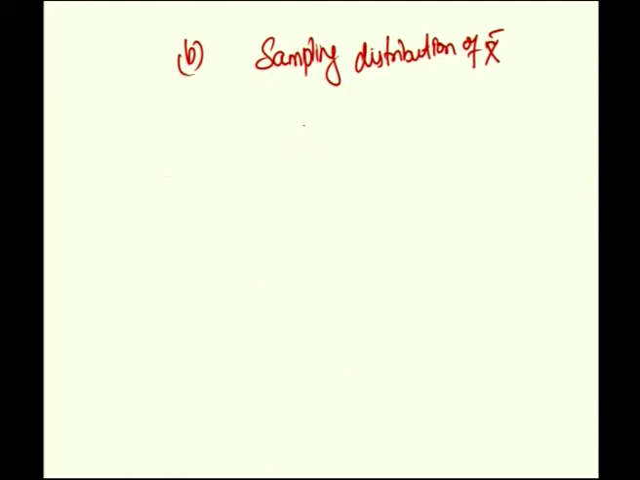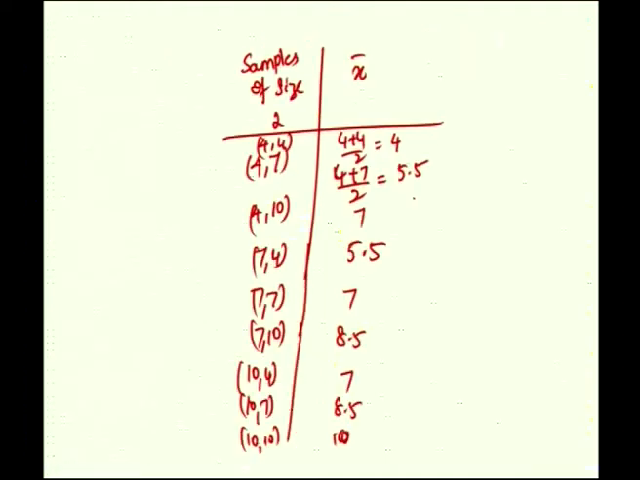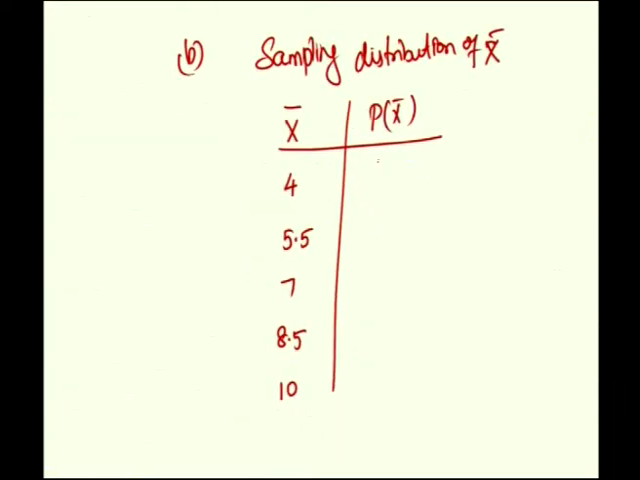What are the x bar values? Without repetition, you have to take x bar as 4, then 5.5, 7, 8.5, then 10. What are its corresponding probability values, P of x bar? How many times is 4 repeated? Just see. Now, how many values are there? First of all, here totally 9 values are there: 1, 2, 3, 4, 5, 6, 7, 8, 9. So, out of 9 values, 4 has got 1 chance. Therefore, it is equal to 1 divided by 9.